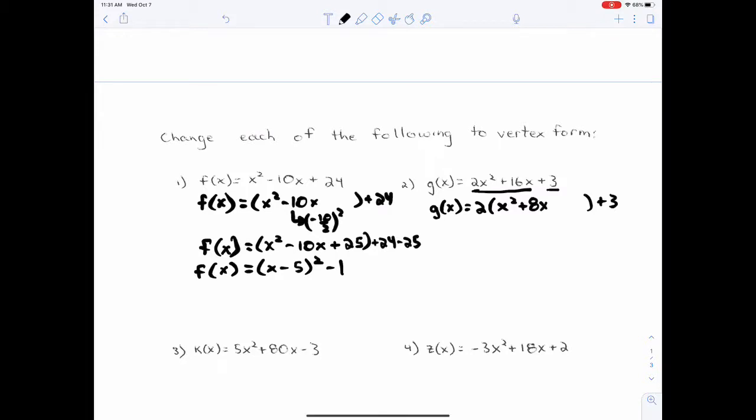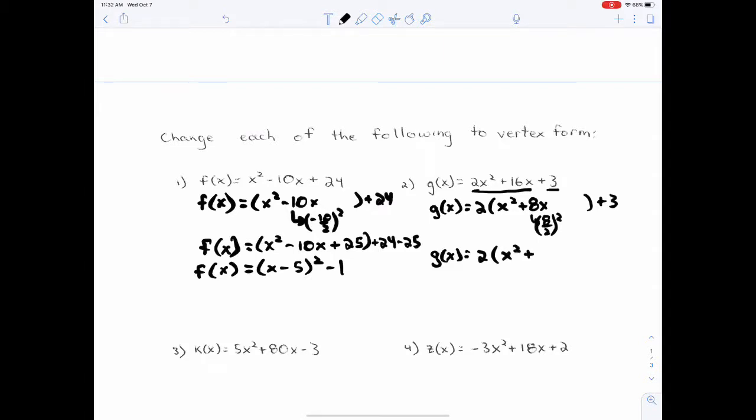So essentially, I'm factoring out the 2. Okay, now what do I do? I take half of the 8 and square it. That gives me 16. Now, this is going to be the hard part.